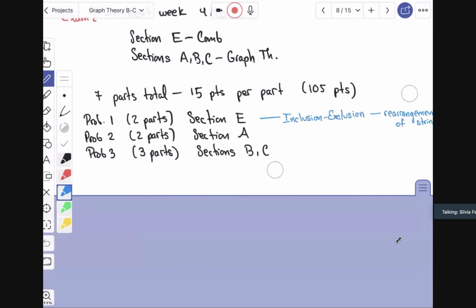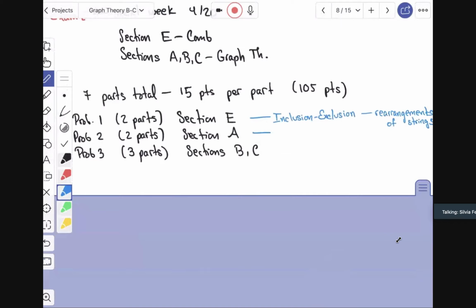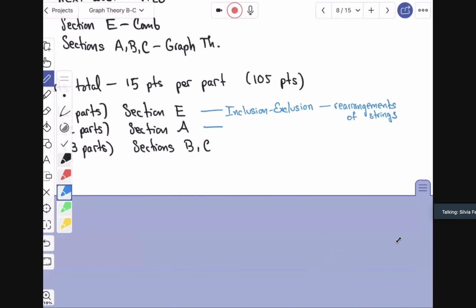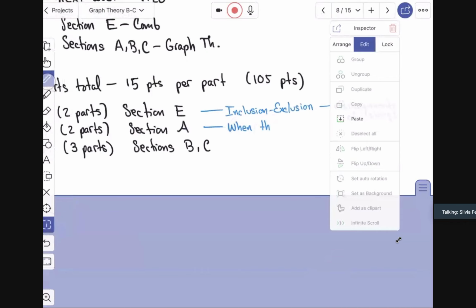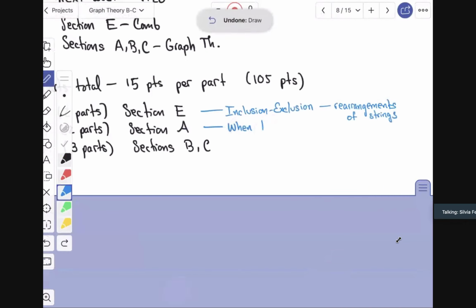The second part for section A is when a list of numbers is the degree sequence of a graph. We did several ones like that. We have an algorithm, right?